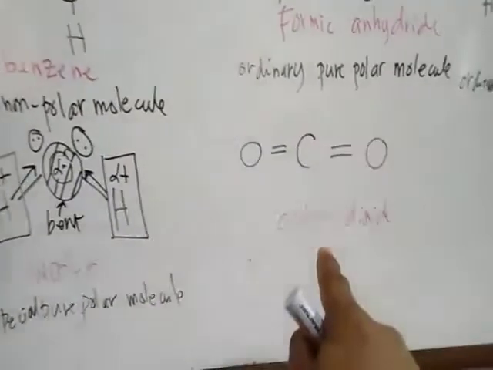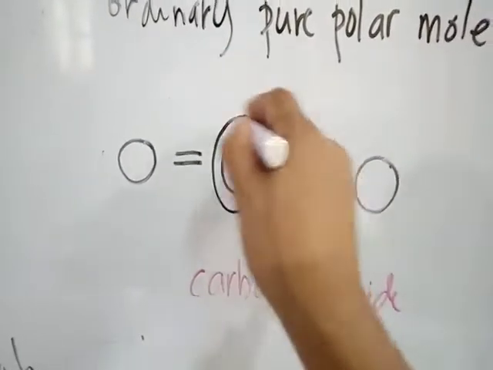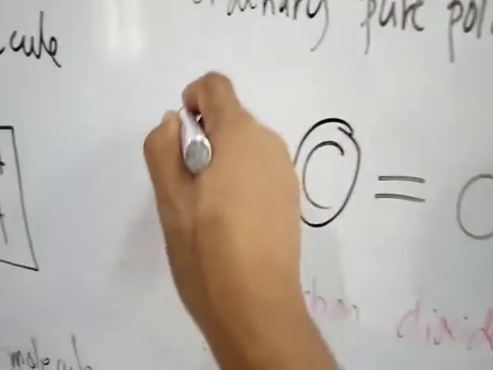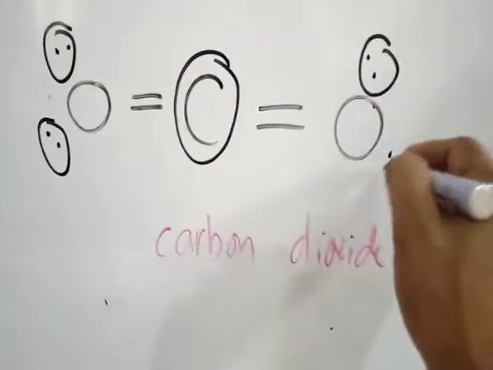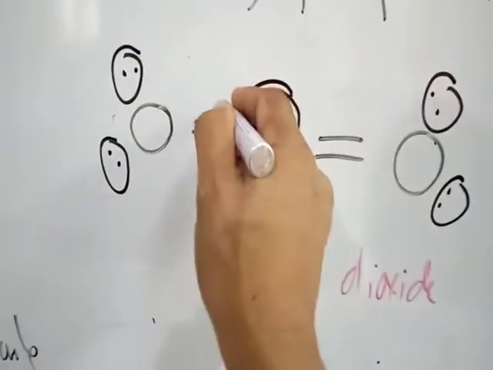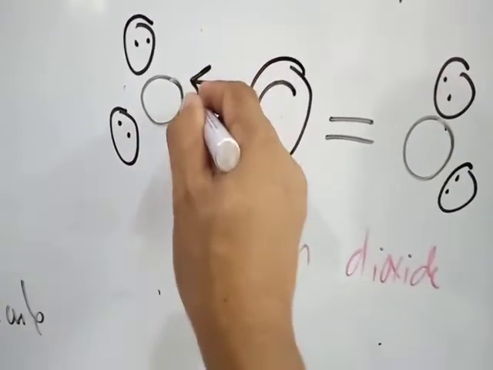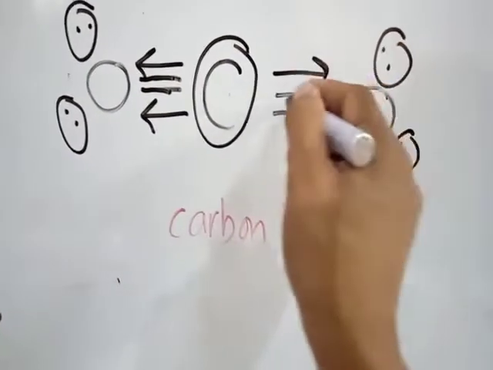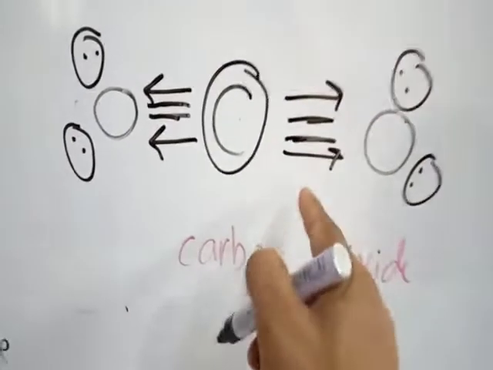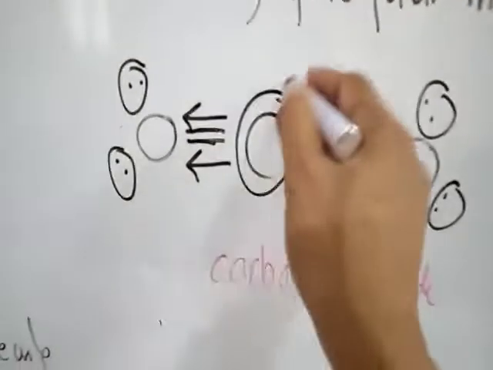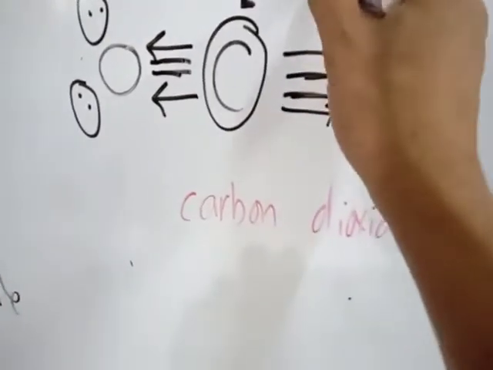Okay. Now let's look at carbon dioxide. There is one central atom. There is a lone pair here, and here. Dipole moment here, because this is a polar covalent bond. Dipole moment here, because this is a polar covalent bond. Dipole moment here, because this is also a polar covalent bond. And the geometric shape of this is linear.